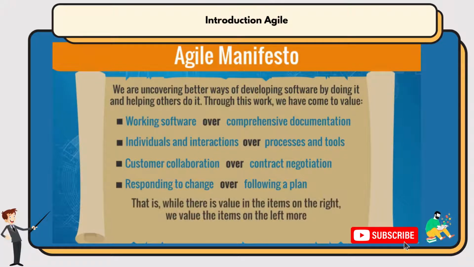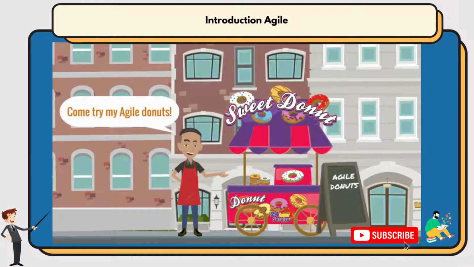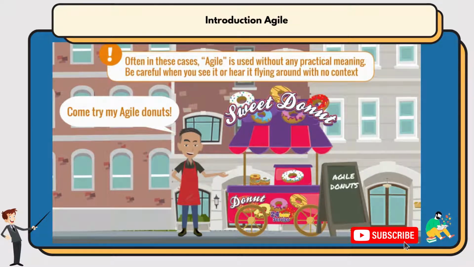That is, while there is value in the items on the right, we value the items on the left more. This sounds great, but we need to admit it is a bit general. Maybe that's why, as a term, there are quite many occasions when Agile is used to attract attention. For example, to make a given product, project or company look better and up to speed with the latest trends. Often in these cases, Agile is used without any practical meaning. Hence, you need to be careful when you see it or hear it flying around with no context.